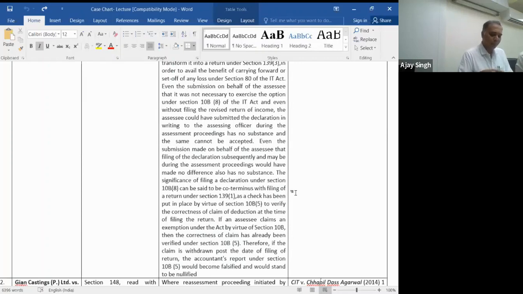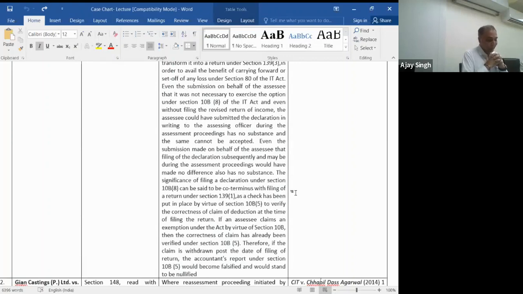Many times I have said people very casually file a revised return, making claims or withdrawing claims, making new claims. So this decision will have a great impact on those types of cases. If you read section 139 subsection 5, it says that if any person having furnished a return under subsection 1 or subsection 4 discovers any omission or any wrong statement therein, he may furnish a revised return at any time before three months prior to the end of the relevant assessment year or before completion of the assessment, whichever is earlier.